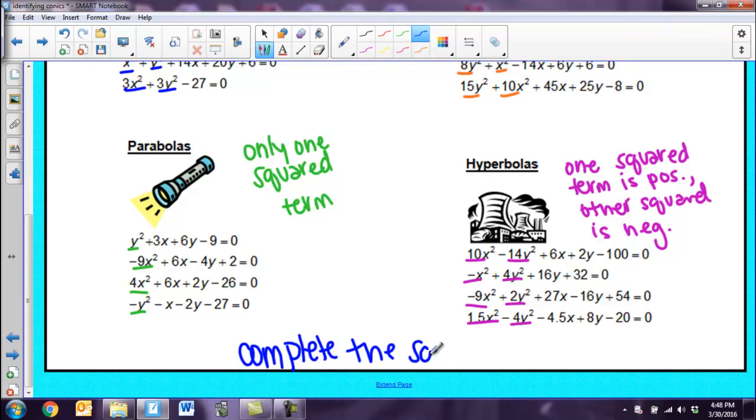And we will go over this in class. But if you want to remember how to complete the square, that would be a great idea. That way you know what to do once you know it's a parabola, hyperbola, etc. And that could also help you identify if you could then see it look like the regular standard form.